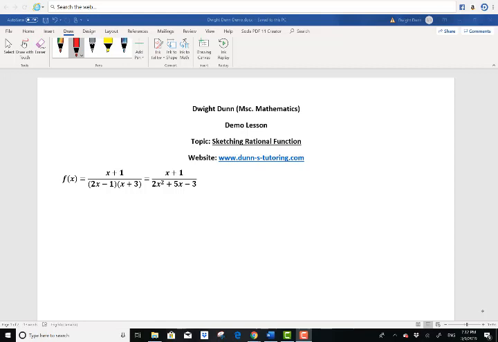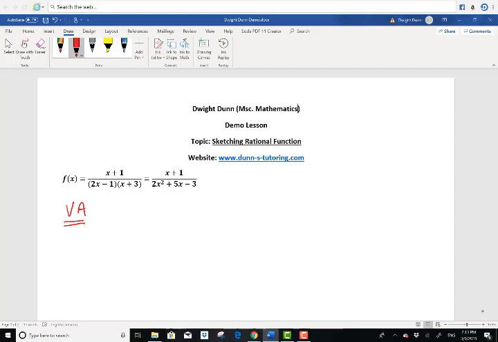So the first thing we're going to look at is what is called the VA, or the vertical asymptotes. Now again, if we recall, an asymptote is normally a line where the graph is approaching, and it gets infinitesimally close, or very, very close, to that line, but it never ever touches that line. So with that being the case, let's look at this now.